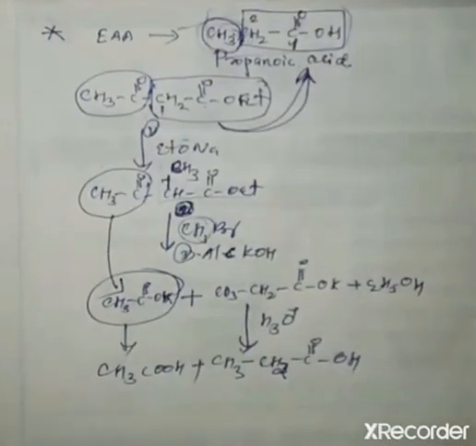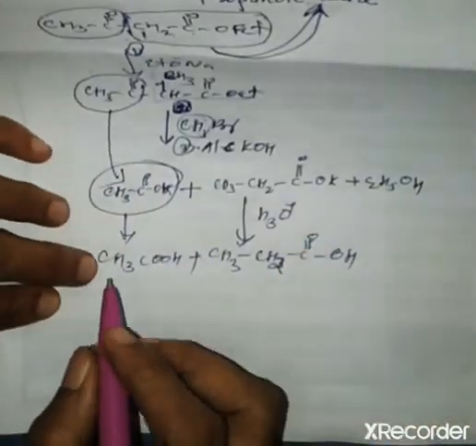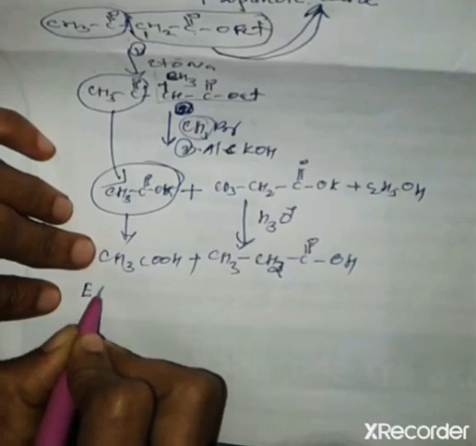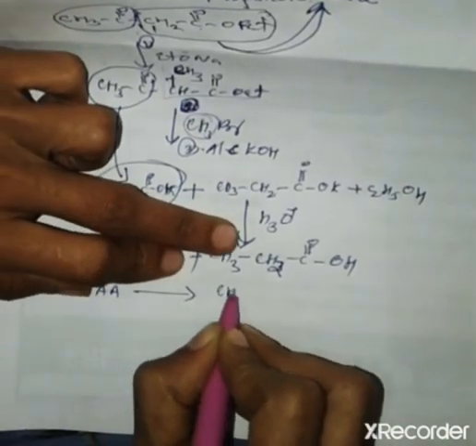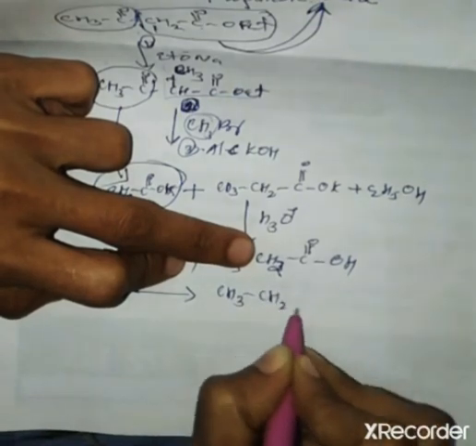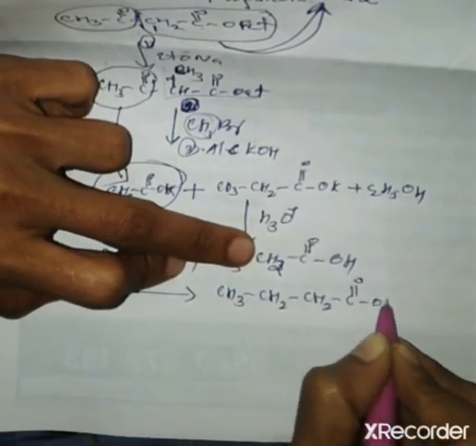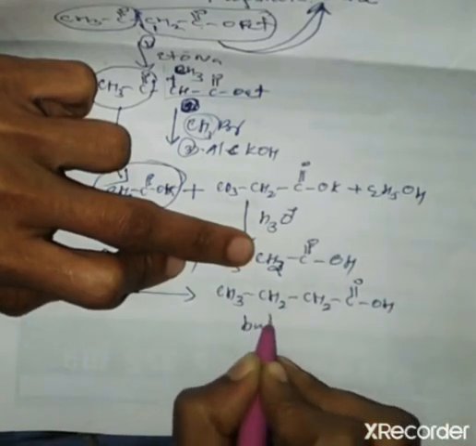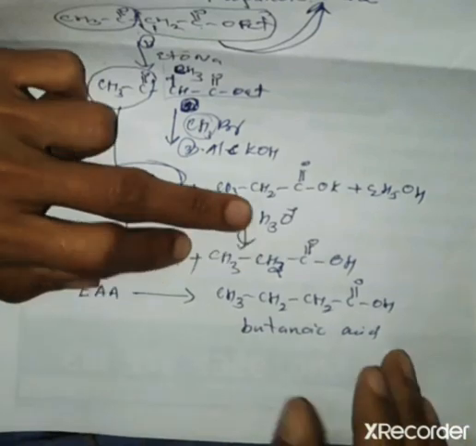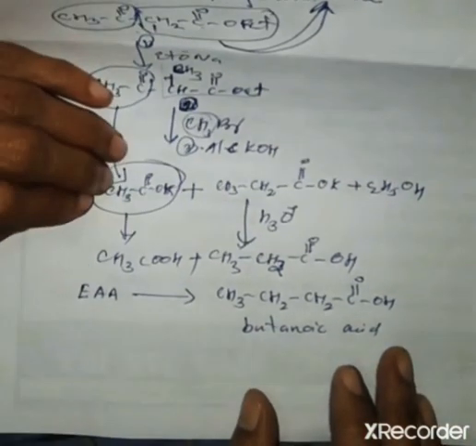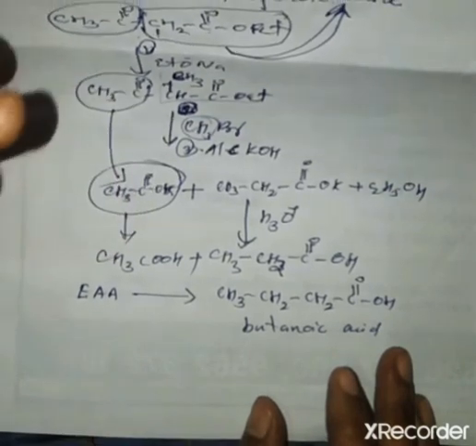Then I give an assignment for you. How can you synthesize or convert ethyl acetoacetate into CH3CH2CH2 C double bond O OH? This is butanoic acid. How can we convert or synthesize butanoic acid from ethyl acetoacetate? This is work for you.